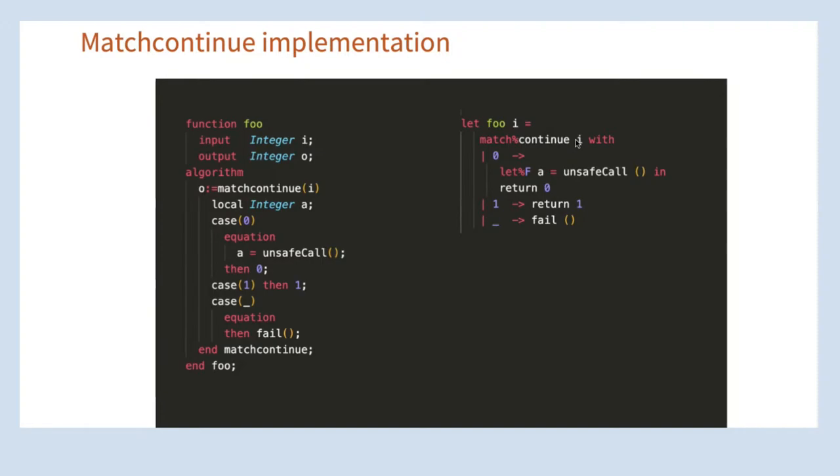So what's going to happen is, specifically at this point where the unsafe call is performed, if this one fails, it's going to continue to the next. Since it doesn't match, it's going to continue to the next, and it's going to return a failure.